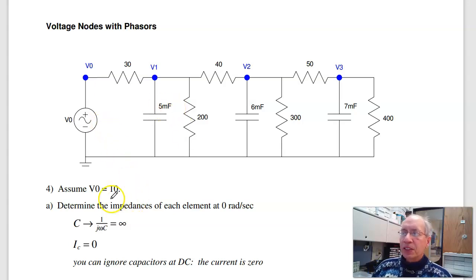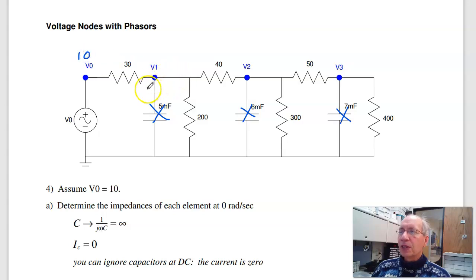If the input is DC, 10, then for capacitors, the impedance is 1 over j omega c, omega 0, so this is infinity. That one doesn't matter, this doesn't matter, that doesn't matter. The current is 0. I don't have to worry about adding 0 current. Once I convert the capacitors to impedance, I can now do voltage nodes. This node I know right away is 10.